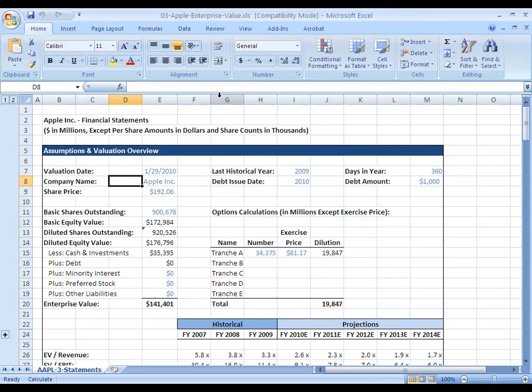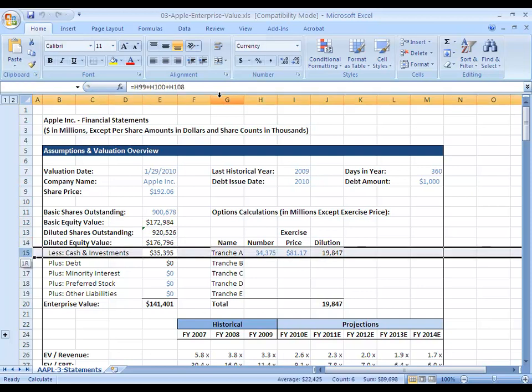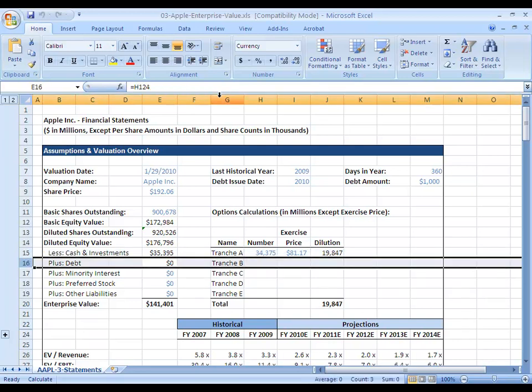Now, if you get asked about why you add or subtract individual line items to go from equity value to enterprise value, for cash and investments, it's pretty simple, just what I said before, that these are either cash that reduce the effective purchase price or investments that you could sell to get cash. Debt is added back because usually you have to repay it or refinance the debt when you acquire a company.